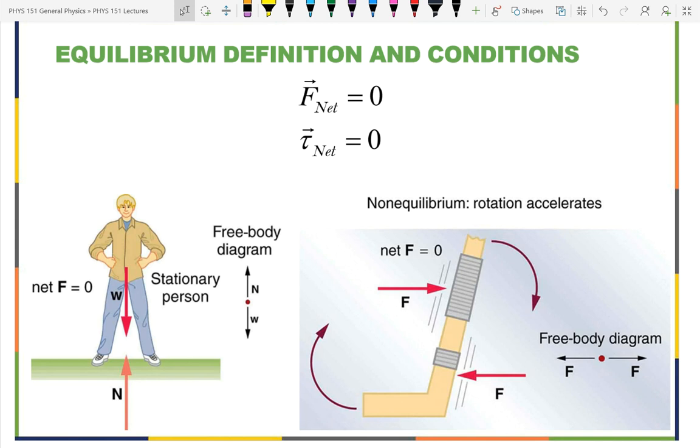You have the same thing with things like a dresser in your house. The dresser should be in equilibrium, shouldn't fall over. But if you push it hard enough, you can tip it over. You can get it out of equilibrium. So let's talk about what makes that.